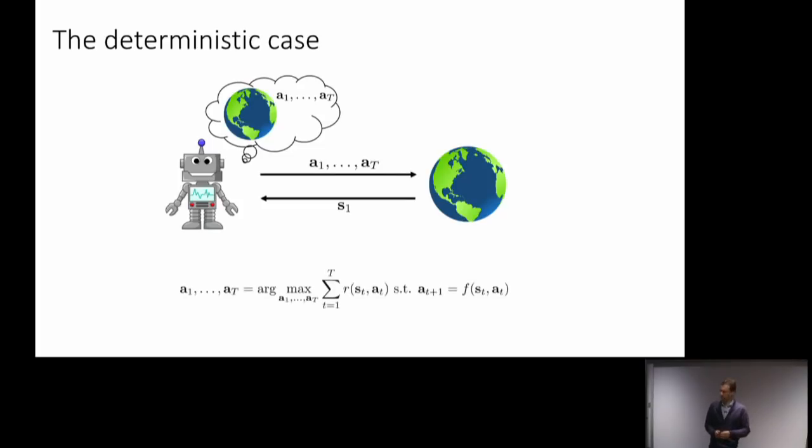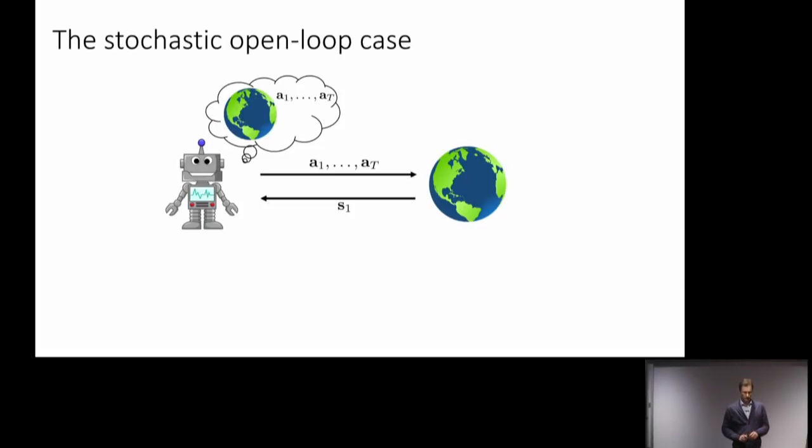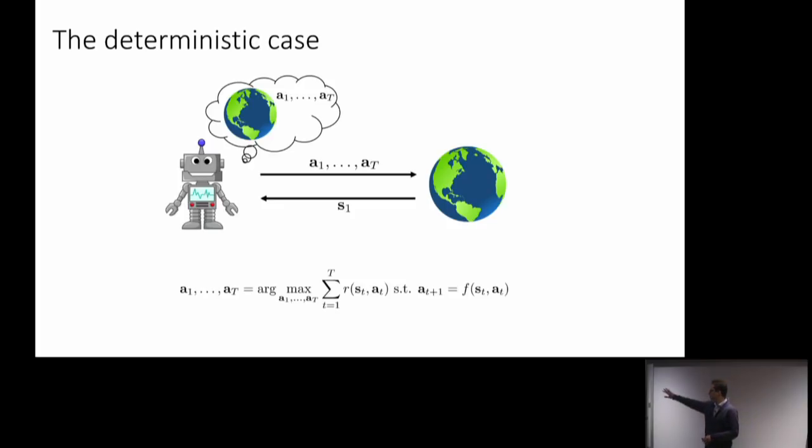Sorry, this should be s_{t+1}. This is what you get if you solve this optimization problem. Someone told me the first state, I'm going to produce my sequence of actions, and then go and execute them in the world. This is sometimes referred to as open loop control, and we'll learn about that term open loop in a second.